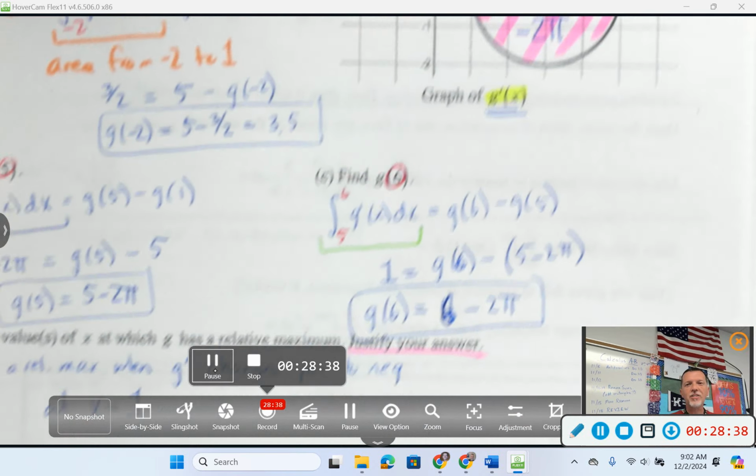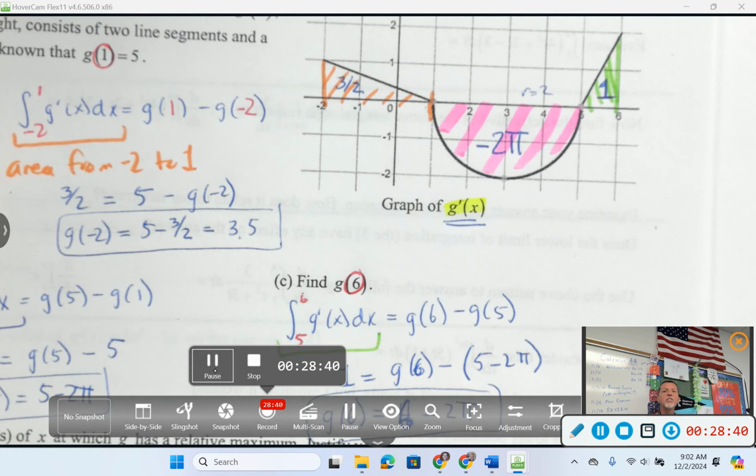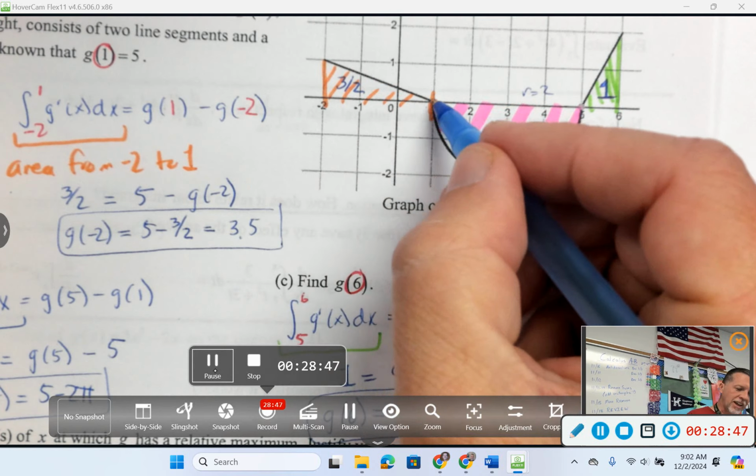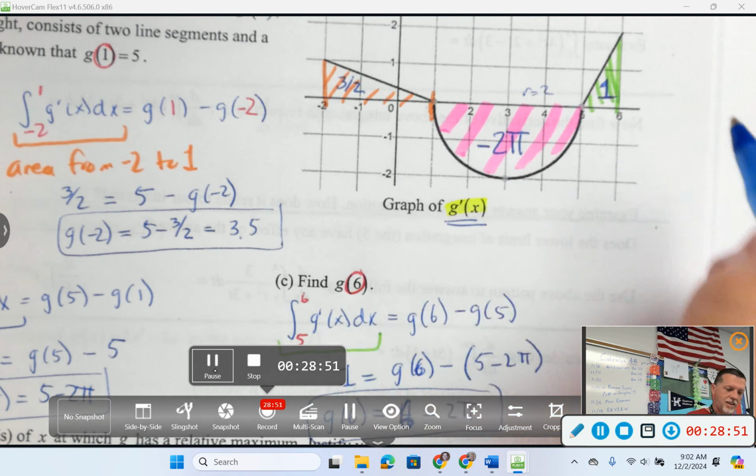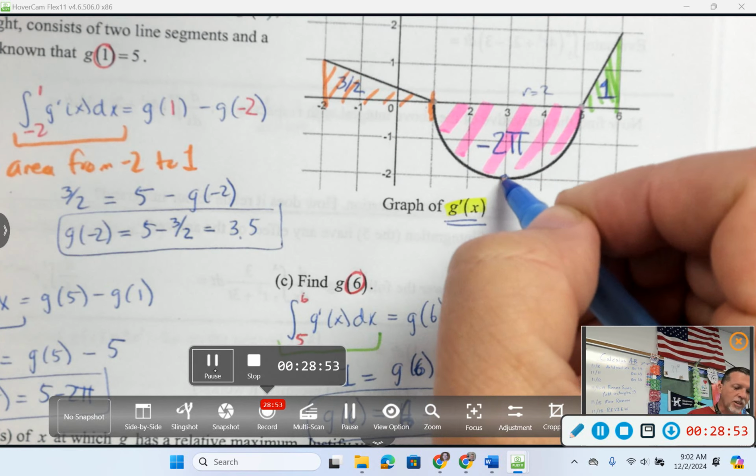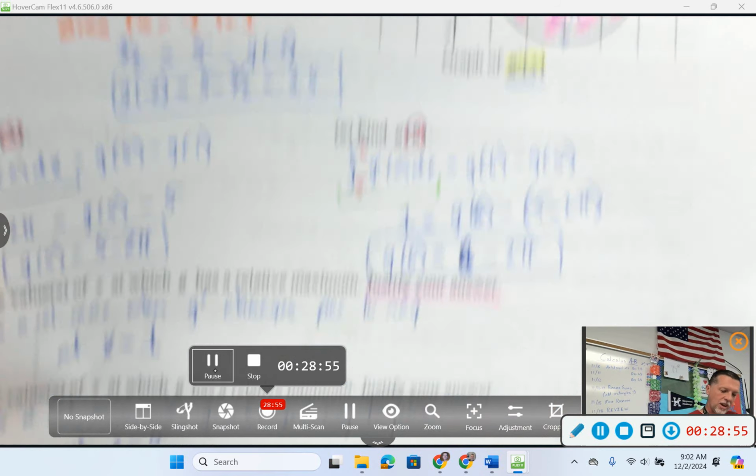Uh-oh, many different answers here. Where does the slope of that graph change signs? Negative, negative, negative, negative, negative. So it did not change at 1. The slope didn't change. It changes at 3. The slope of that graph changes at 3.